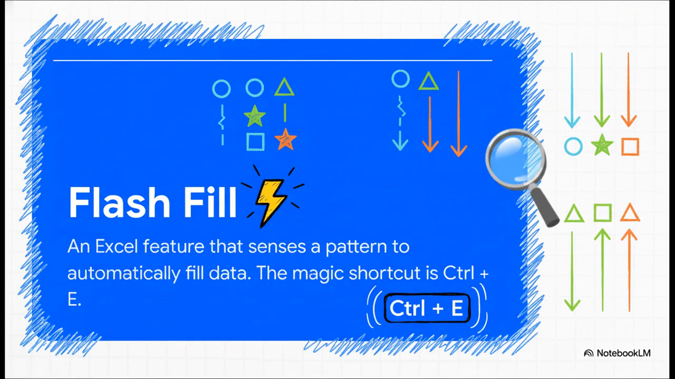It's called flash fill. Basically, it's this super smart Excel feature that just automatically fills in your data when it picks up on a pattern. And the key that unlocks all this power? It's just two little keys, Ctrl plus E. That's the one you want to remember.